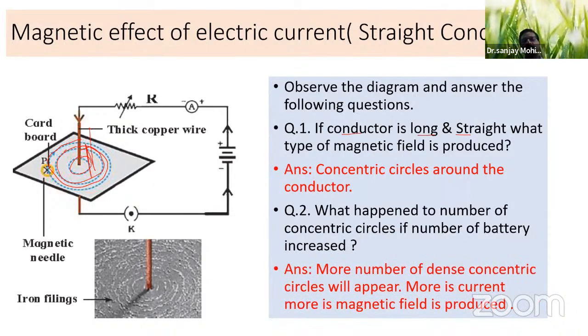The answer is that more dense concentric circles will appear. The more current passed through the conductor, the more intense the magnetic field produced. As a result, we can see a dense set of concentric circles.